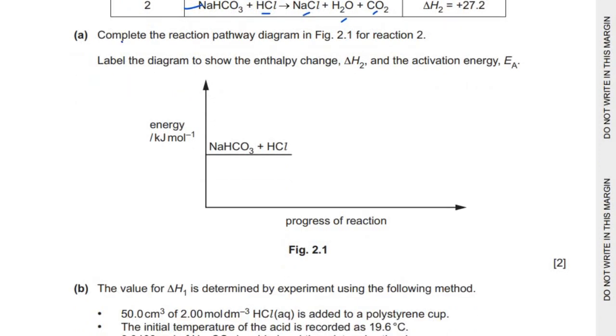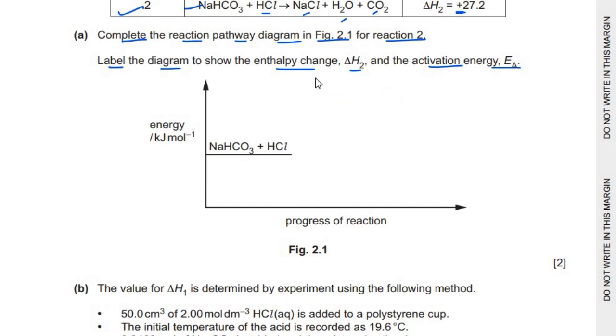It says complete the reaction pathway diagram in figure 2.1 for reaction 2. Label the diagrams to show the enthalpy change delta H2 and the activation energy EA1. Now if we are talking about reaction 2, here we can see that the enthalpy change is a positive value, that is an endothermic value. So for an endothermic reaction, the product has a higher energy compared to the reactants.